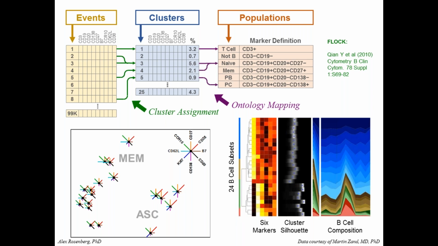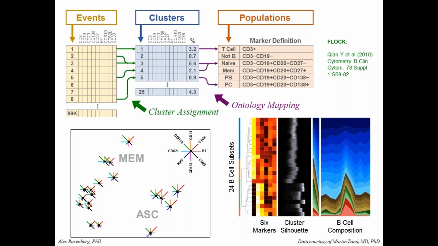And then these glyphs on this plot show the relative abundance of each of the markers. And from that, we can see that these represent antibody secreting cells, these are memory cells, and these are naive cells down here. So this is multidimensional scaling. It's very similar to the principal coordinates analysis people use in microbiome research.